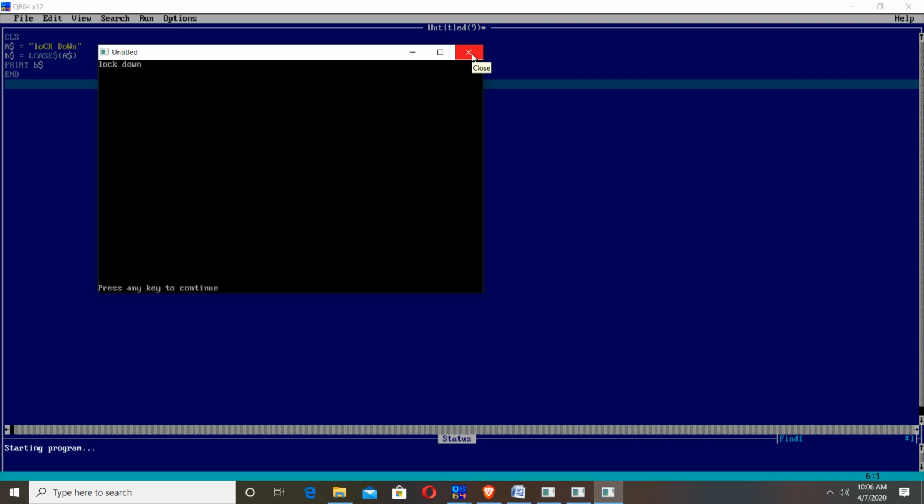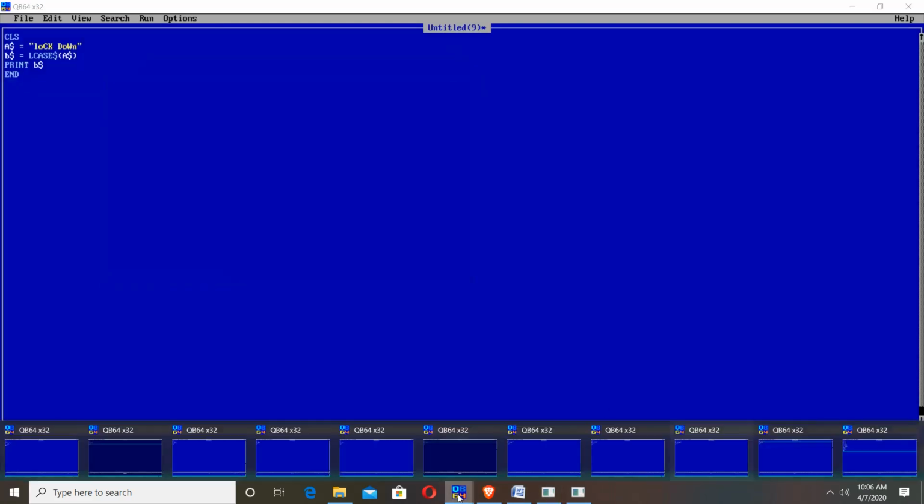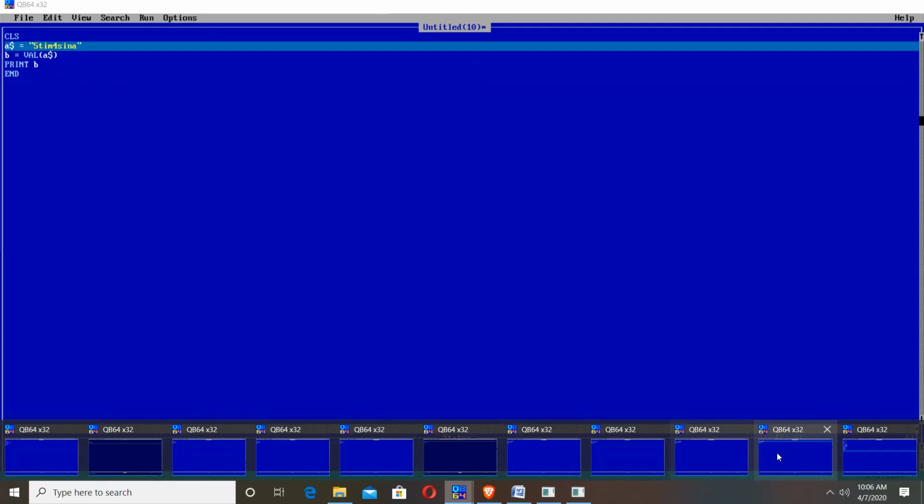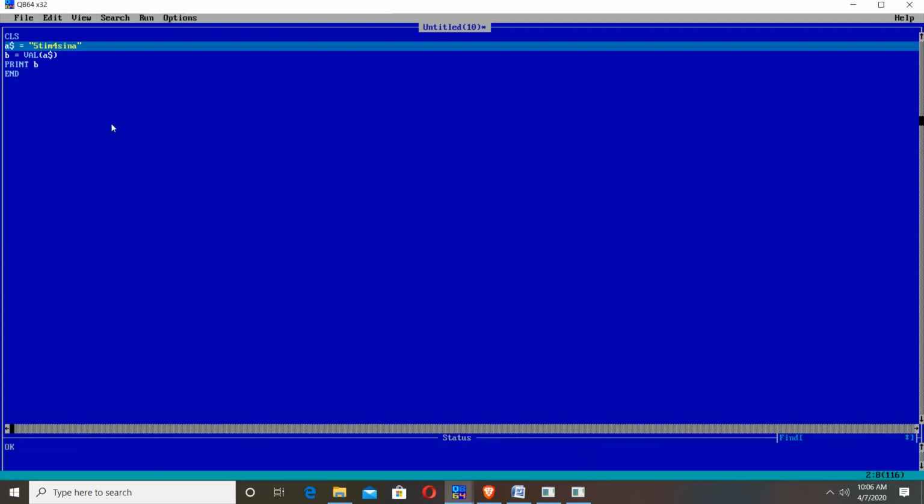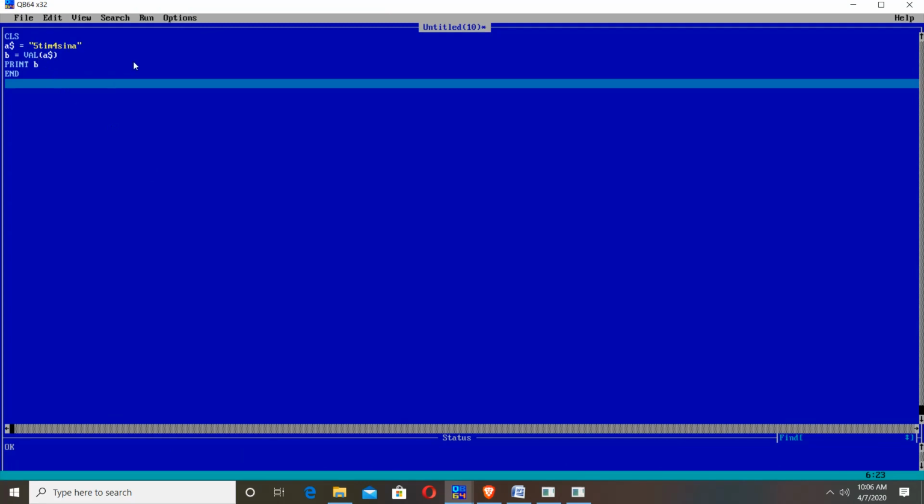Now the next one is the Val function. So the Val function is used to retrieve numbers from the given string. If the string is alphanumeric and if it contains any number, that number or digit will be taken by the Val function. But remember, the digit should be the preceding digit. That means it should be at the front. The digits which are in between will not be taken by the Val function.